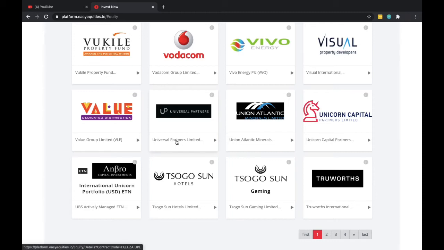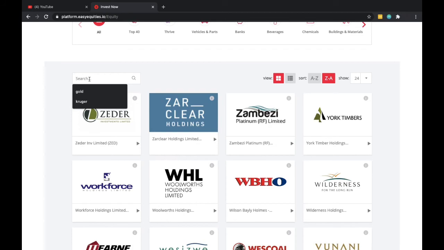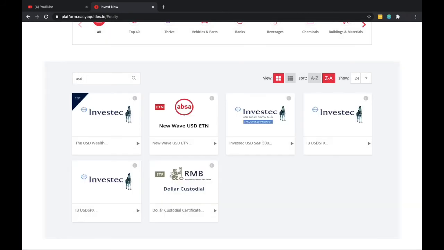Universal Partners Limited, no idea who these chaps are. Union Atlantic Minerals Limited, no idea who these chaps are. Unicorn Capital, I know they're a mining coal extraction company, something to do with the mining industry. I'm not a fan of them, don't know much about the business. So what I do know a lot about is the USD. Currently, right now, the rand to dollar, or dollar to rand, has been very volatile.